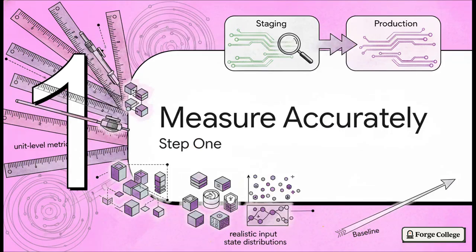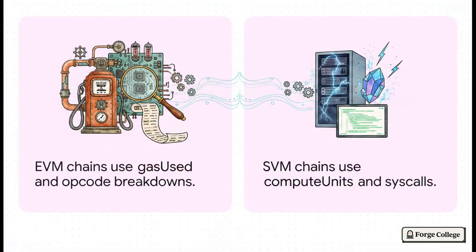Starting off with step 1, measure accurately. Now, look, you might be tempted to just run a quick local test, eyeball the numbers, and call it a day. But we need real rigor here. We've got to gather exact, unit-level metrics from a controlled staging environment that genuinely mirrors production. I mean, the exact same call data sizes, the same state, or at least a snapshot of it, and realistic input distributions.